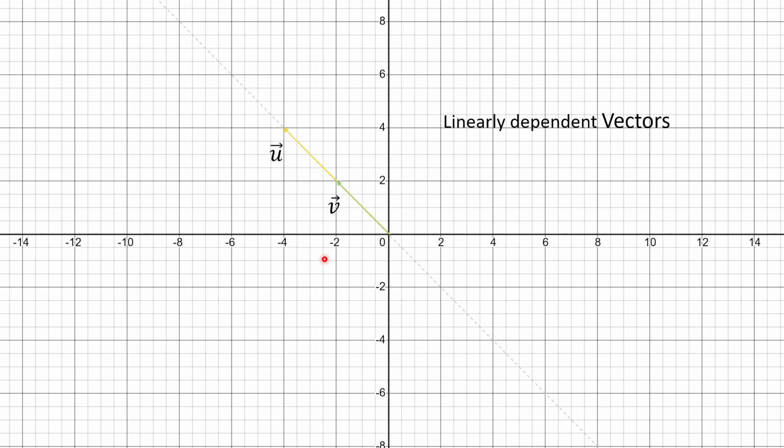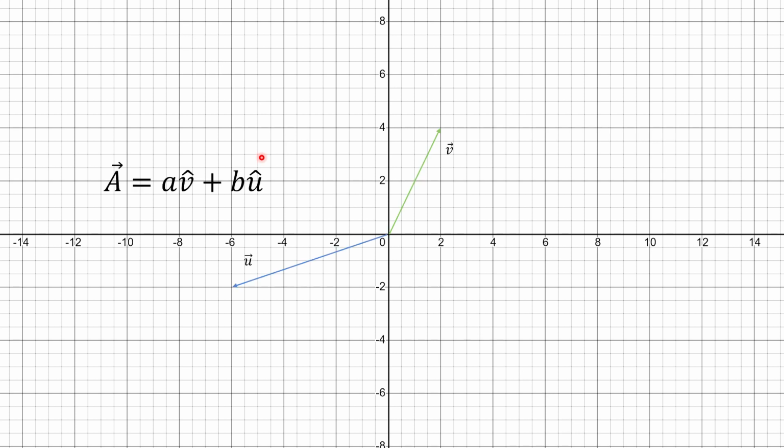So there is a name for such vectors. They are known as linearly dependent vectors. This is because if you multiply any scalar with u, you can get v. If you multiply any scalar with v, you can get u. But if you look at the previous example that we took of these two u and v vectors, if you multiply any scalar with u, you can never get v and vice versa. So they are linearly independent vectors.